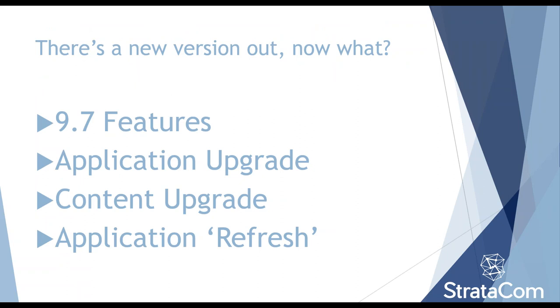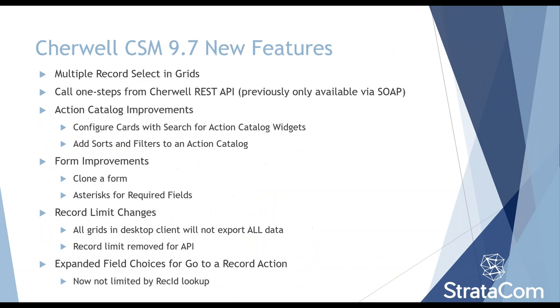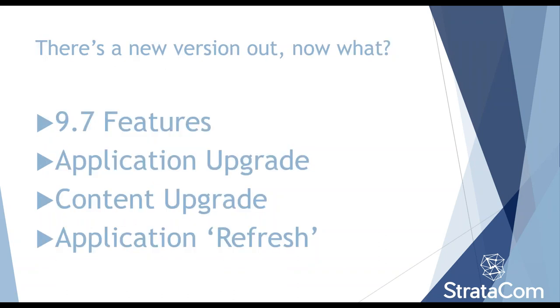All right, so we've got a little background on Cherwell and how it works. So now there's a new version out. What do you do? I'm going to talk a little bit about 9.7, and then we'll talk about our standard application upgrade, content upgrade, and then what an application refresh looks like.